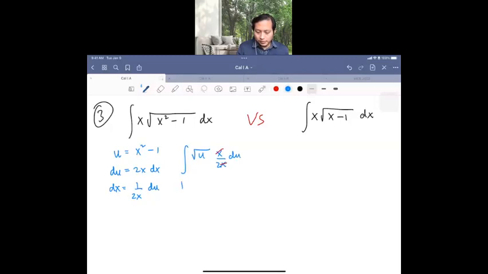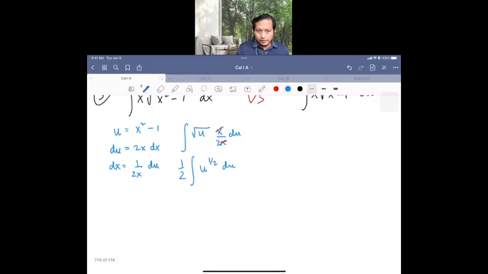We can cancel this, and we can rewrite this in terms of half, and then the integral of square root of u times half du. The integral becomes 2 over 3 times u to the 3 over 2, where u is x squared minus 1. Plus C. So this will be the result.